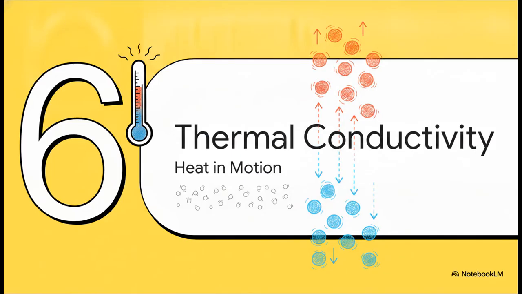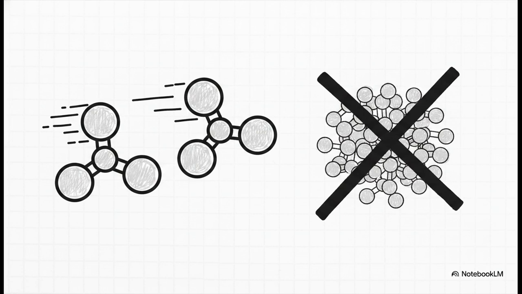Finally, Part 6, Thermal Conductivity in Gases, Heat in Motion. So how does heat actually move through a gas if there are absolutely zero convection currents blowing it around? Well, it turns out it's really just diffusion all over again. The hot, highly energetic molecules diffuse downward into the cooler regions, while the cold, slower molecules diffuse upward.